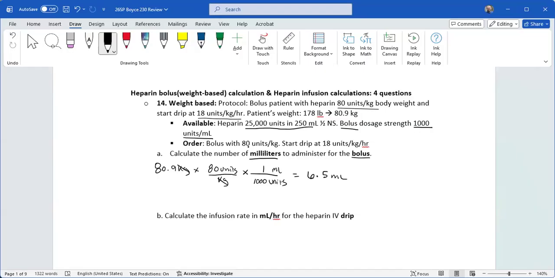For the infusion rate, we're going to do basically the same thing. It's just that we're going to use different data points. So we have the patient, 80.9 kilograms, and we're going to multiply by the infusion rate. And you can see that the infusion rate is 18 units per kilogram per hour. What this is going to do is get rid of kilograms. And again, I'm just going to do the conversion part. I'm not going to set that equal.